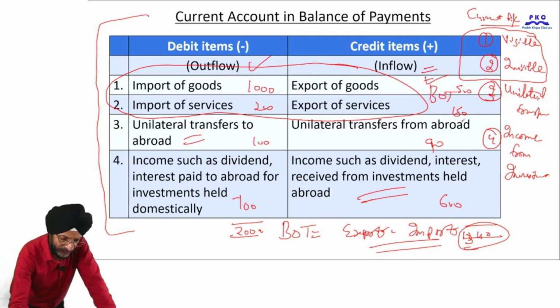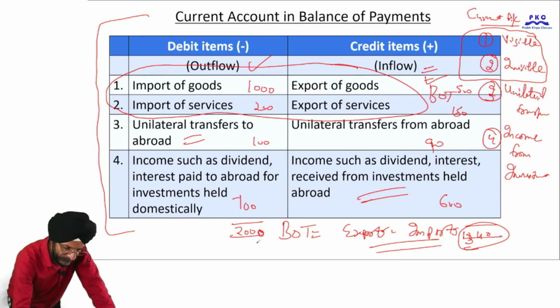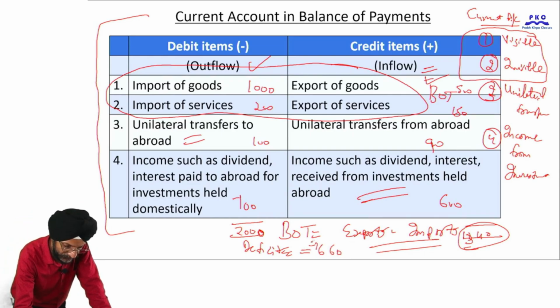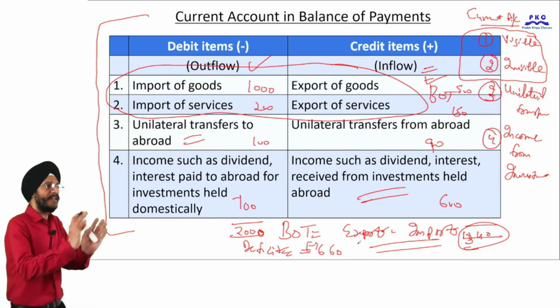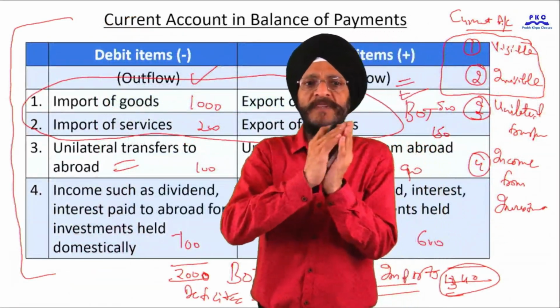Okay, you can see that here inflow is less, whereas outflow is more. So here is a deficit of 660. It is deficit, minus 660. The figures are in negative. Here the difference in the current account is a deficit.